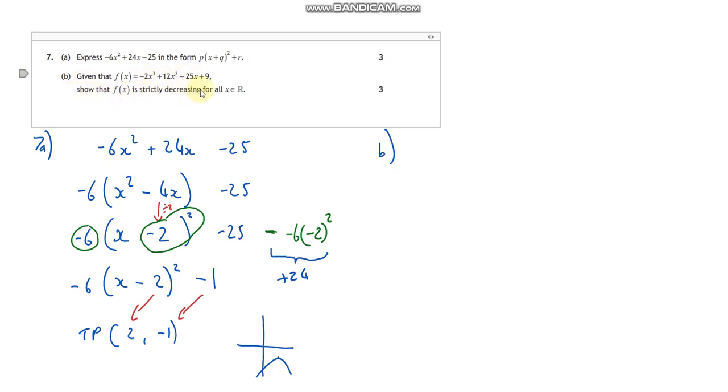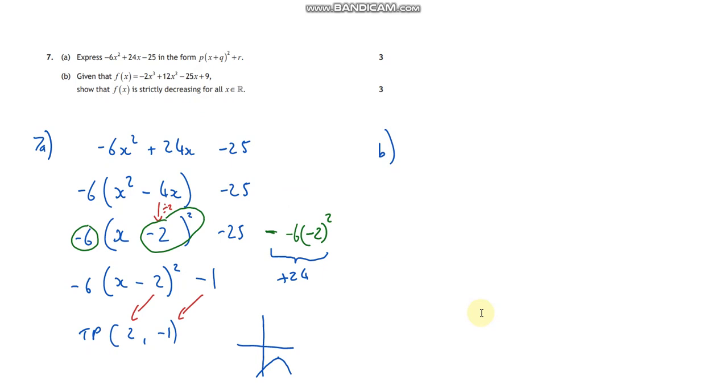Okay, so f of x is this polynomial. Show that it's decreasing. Okay, well, if I've got a polynomial, or indeed any function actually, and I want to understand if it's increasing or decreasing, that's all to do with the gradient. So this question is really asking, show me that there's always going to be a negative gradient for this function.